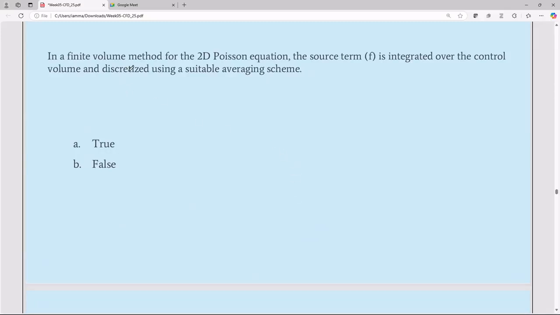In a finite volume method for the 2D Poisson equation, the source term F is integrated over the control volume and discretized using a suitable averaging scheme. The question is a true or false question. You can answer A or B. A is true, B is false. Is the statement above about discretization of the two-dimensional Poisson equation with source term F true or false?